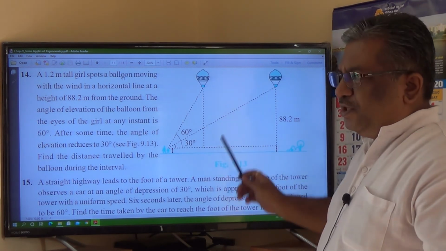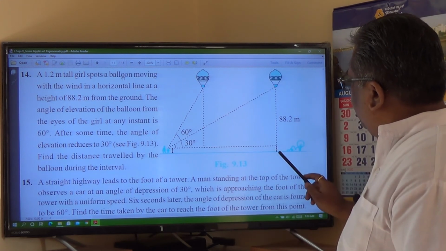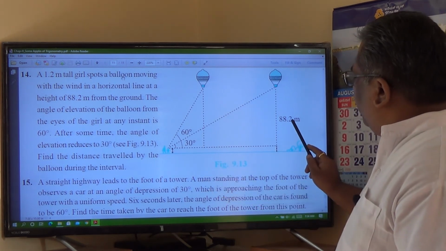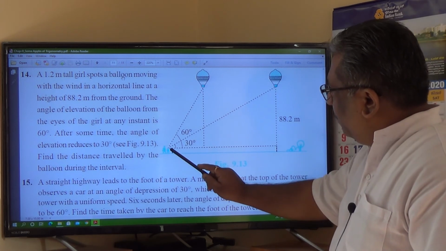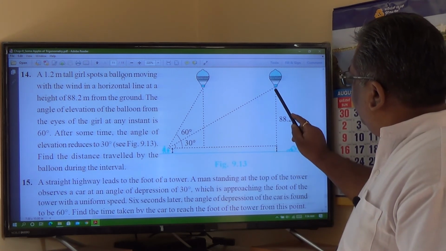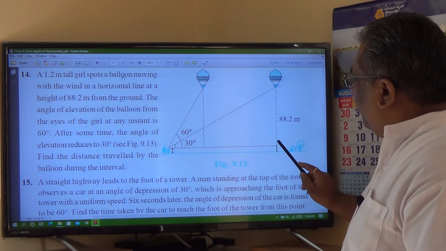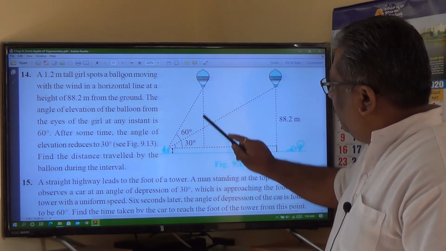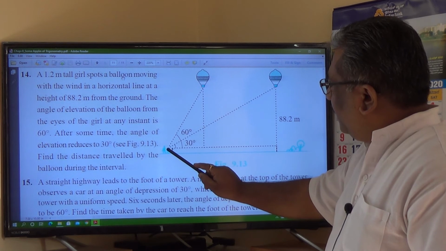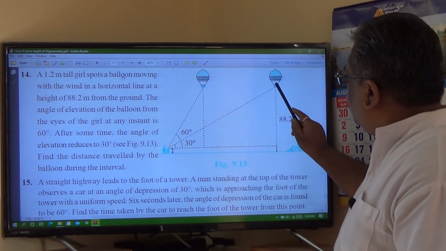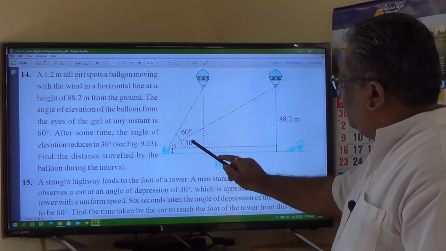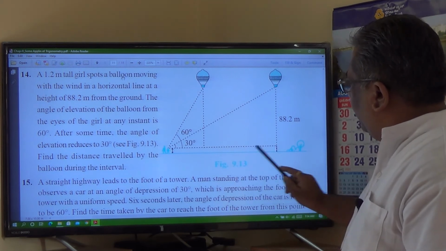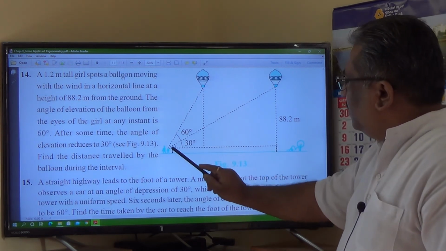Very simple question. It appears to be quite big. We know from here to here, the ground, is 88.2 meter. Height of the girl is 1.2 meter. 88.2 meter minus 1.2 meter is 87 meter. So from this dotted line, the height of the balloon is 87 meter. In this triangle, I know height, I know 60 degree, I can calculate this distance. In this triangle, I know 87, I know 30 degrees, I can calculate this distance. The distance traveled by the balloon equals one distance minus the other.